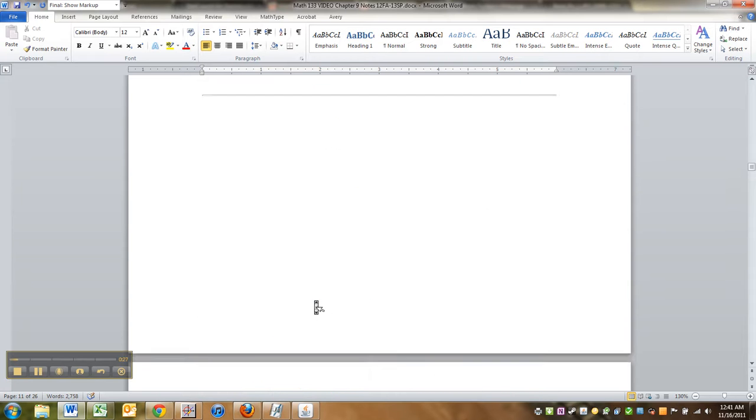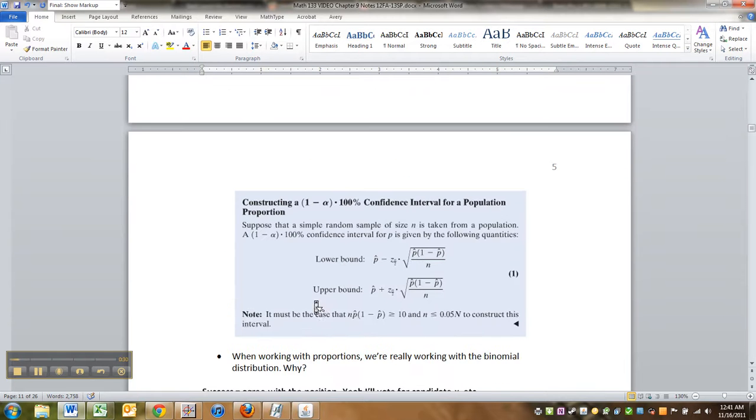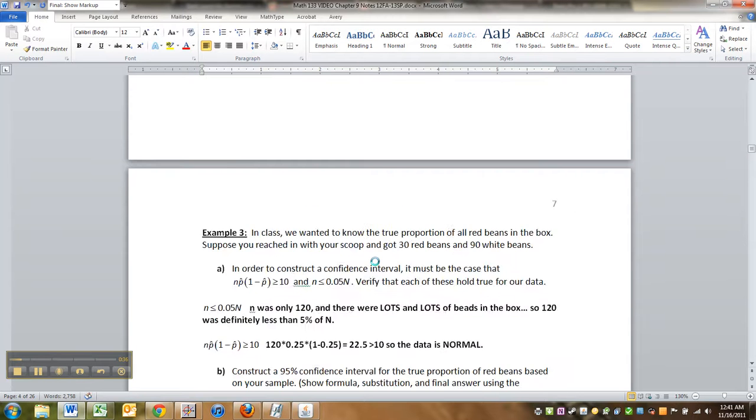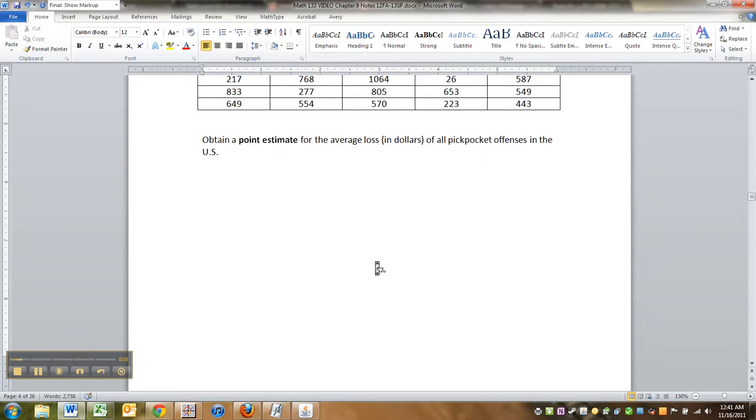That's why you had Z. See how Z is in that? That's because it's normal. So you were able to use the power of the normal curve. Now, in this section, we have a little bit of a trouble.